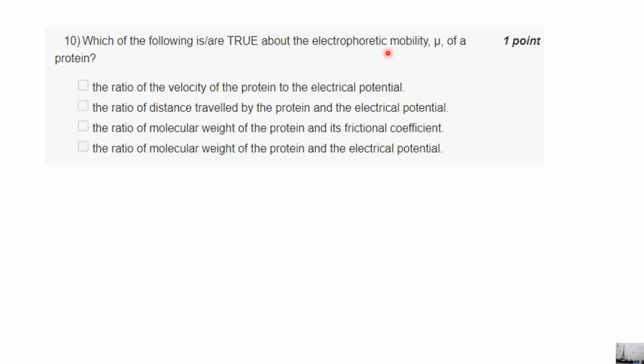Okay, now we'll come to the next question for today. Which of the following is true about the electrophoretic mobility mu of a protein? The ratio of the velocity of the protein to the electric potential; the ratio of distance traveled by the protein and the electric potential; the ratio of molecular weight of the protein and its frictional coefficient; and the ratio of molecular weight of the protein and the electric potential. So you can look at the question for 2 minutes and think about an answer. We'll discuss after that.